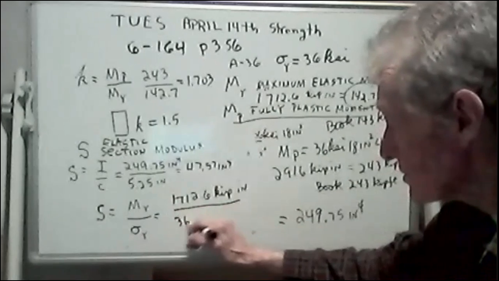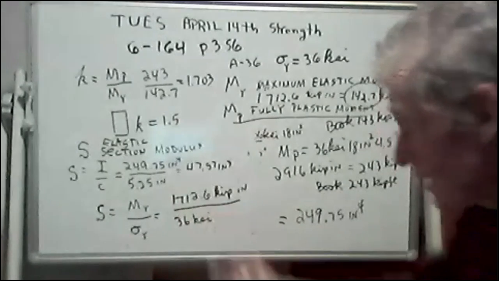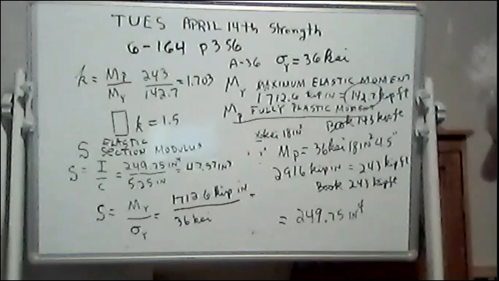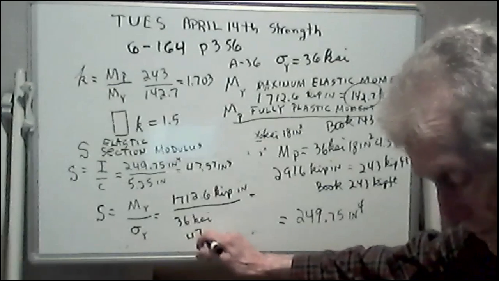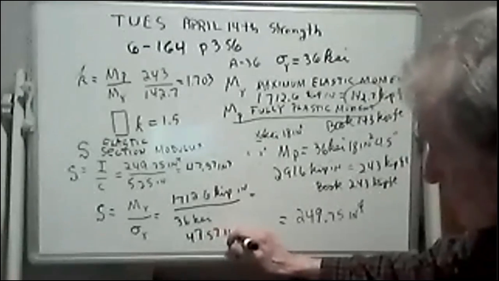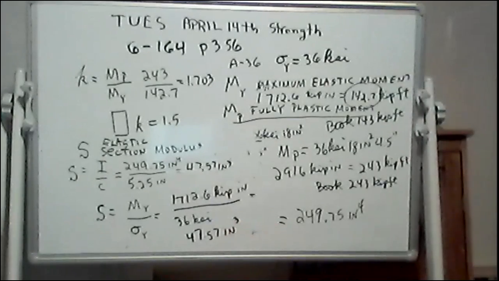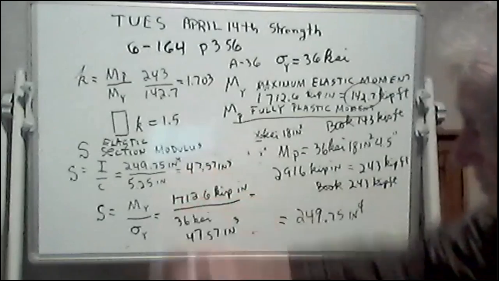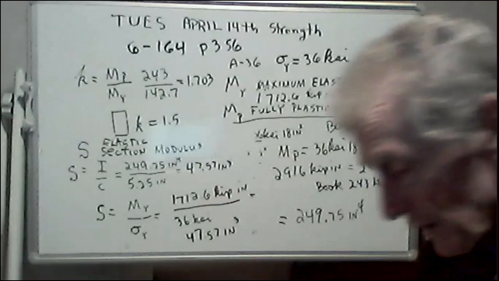And this one was 36 KSI. Put that in your calculators and let's see what you get. So 1712.6. The kips cancel, don't they? Divided by 36. I'm getting 47.57 inches cubed. Well, shazam. That's what we got using the other equation. Both of these equations are good to find the elastic section modulus.